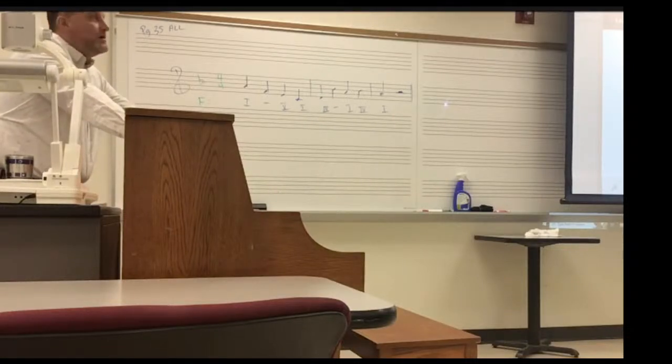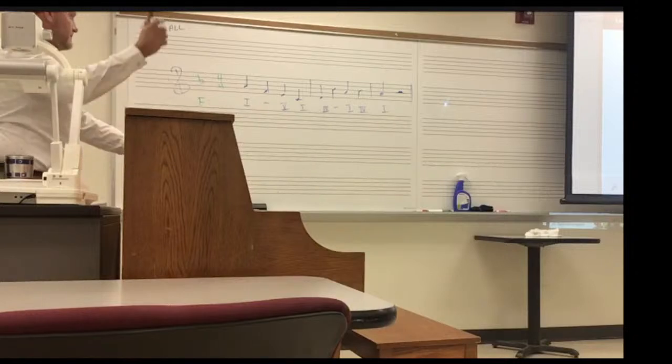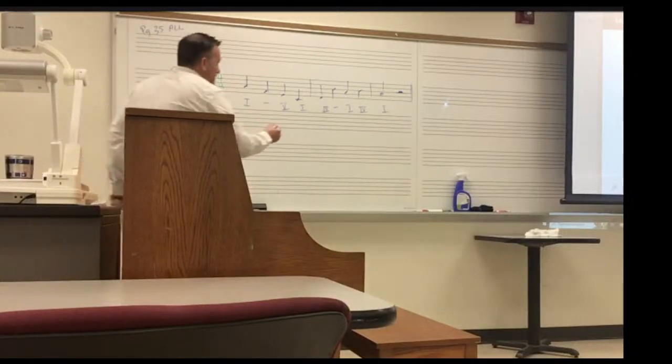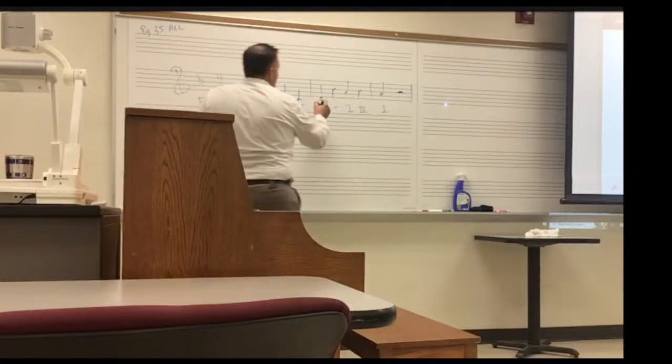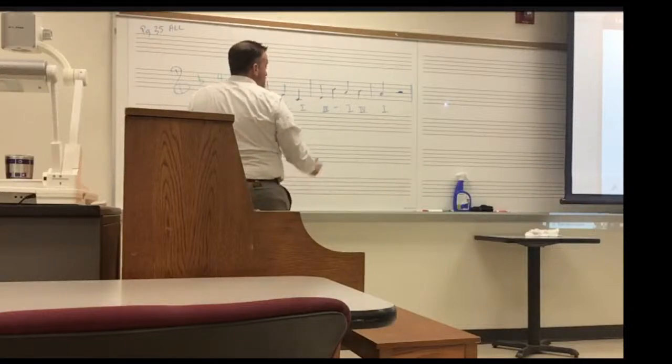Right. Exactly. We have a leap here from D to B flat. That's a leap of a 6th, but it's not approached correctly. So I would probably circle all 3, and then off to the side of it, say leap, not approached. Correct.